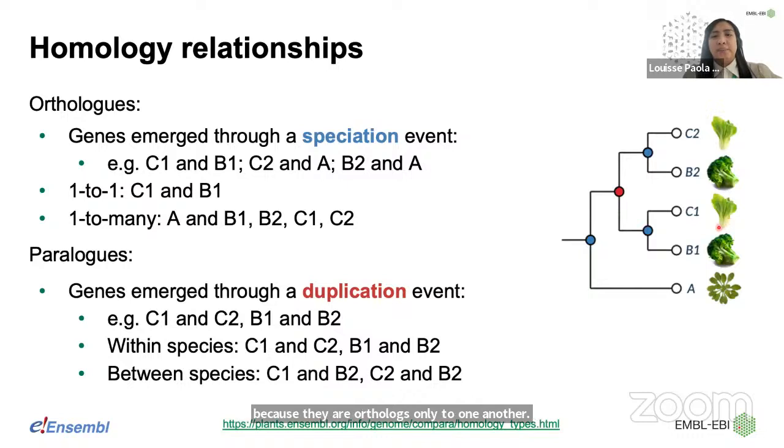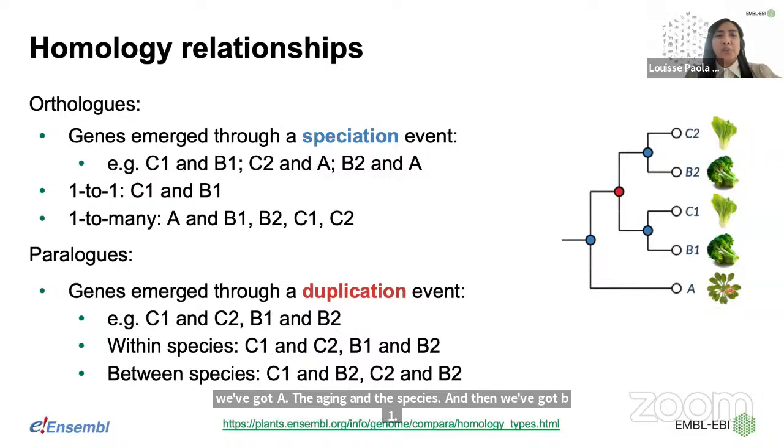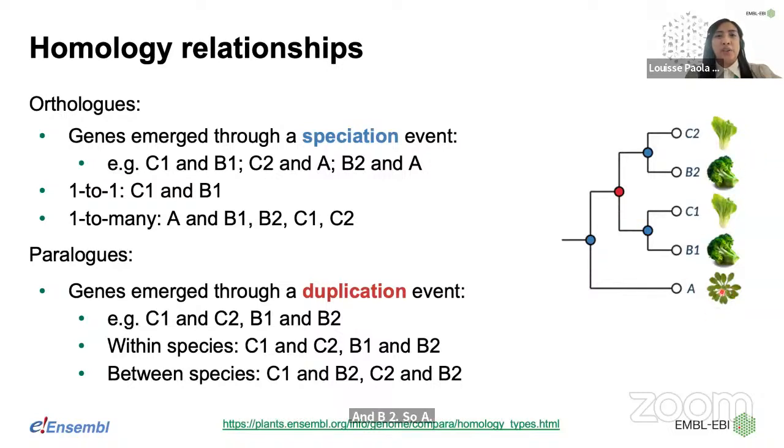Whereas one-to-many orthologs would be an example for this node here. We've got the A gene in this species, and then we've got B1 and B2. So A has two orthologs in the other species, B2 and B1, so one-to-many.